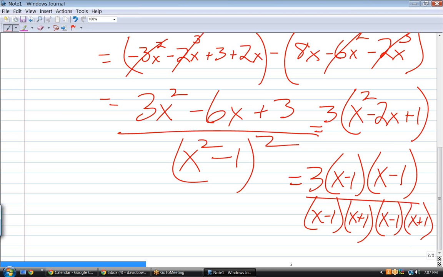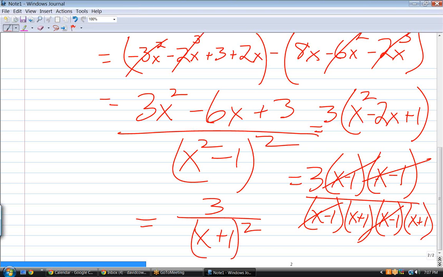And now I can cancel some of those. That x minus 1 and that x minus 1 cancel with those two. And so my final answer is not that complicated: 3 over x plus 1 squared. That is the derivative of that function. As to whether you multiply the bottom out or not, that's just a choice. I prefer leaving it like this rather than multiplying that out to get x squared plus 2x plus 1.